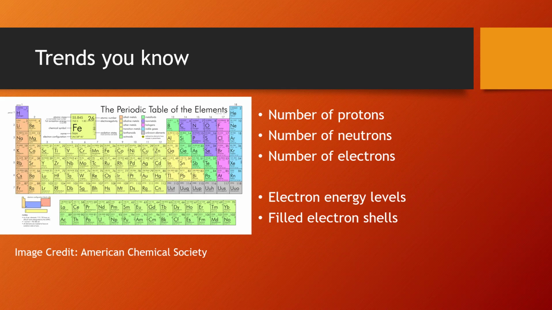So you already know some trends. You know how the number of protons is going to go up as you go down in a period. You know the number of neutrons is probably also going to go up, just the atomic masses go up in general, and that the number of electrons is roughly equal to the number of protons unless you're dealing with ions. You know how electron energy levels work in the periodic table and what it means to have a filled electron shell. If you don't, go back because those were in some previous videos.